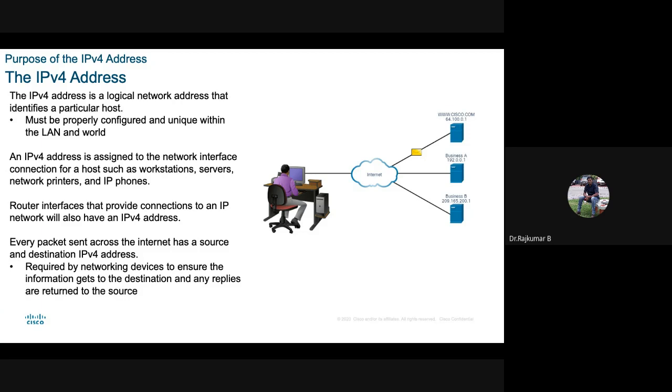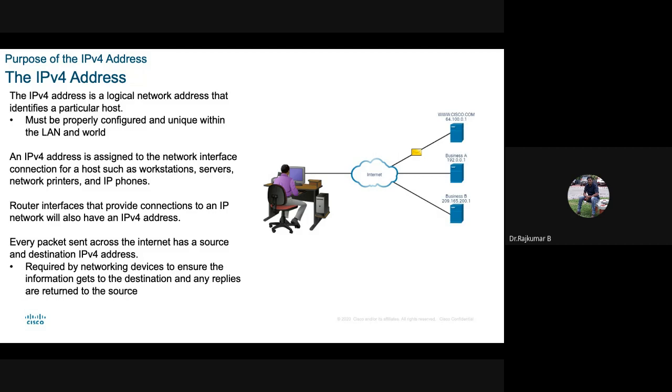4 bytes means how many bits? 4 bytes means 32 bits are used. Correct? So these IP addresses are used for any host to participate in the internet or your local area networks. So the IPv4 address is a logical network address that identifies a particular host, not a physical address. Physical address means you find the MAC addresses. Okay? And IPv4 is a logical address.